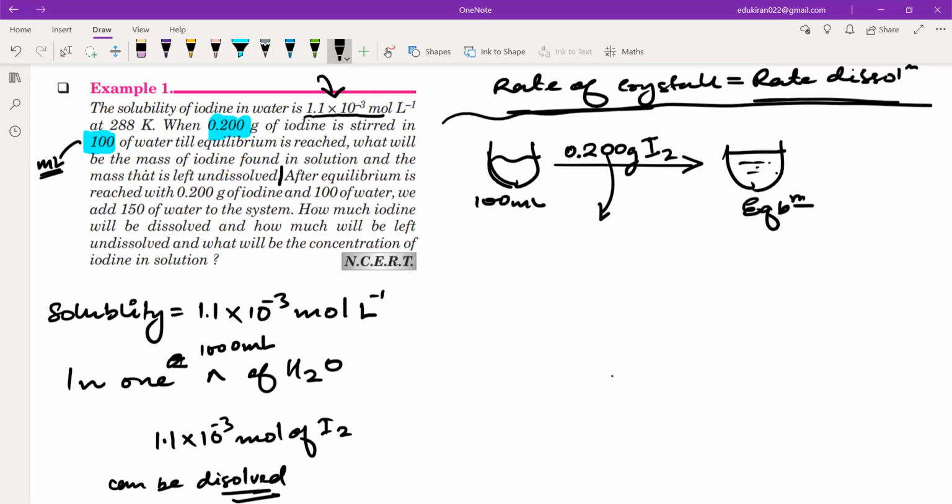Then we have 200 gram. Can you calculate the moles? Number of moles of I2 will be equal to the given mass divided by the molar mass. What is the given mass?